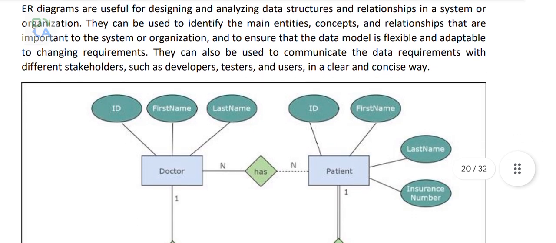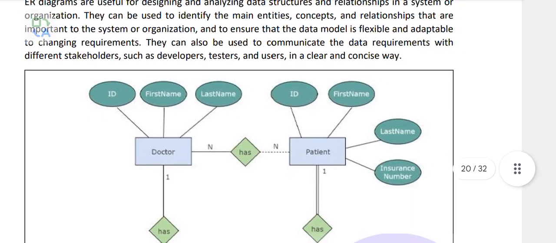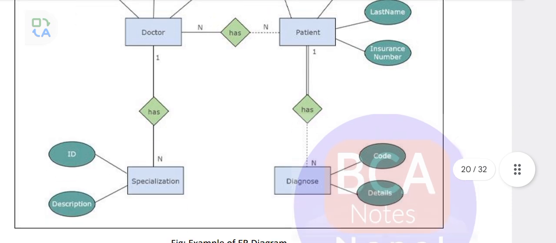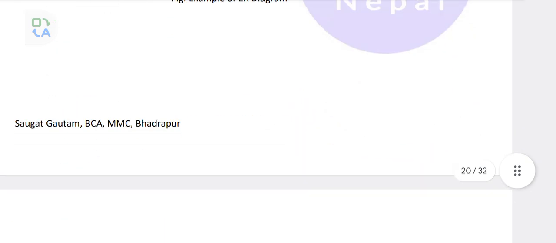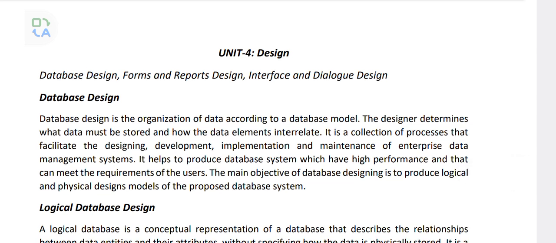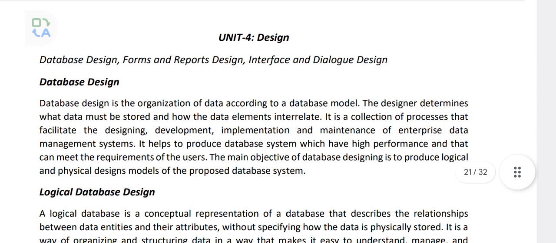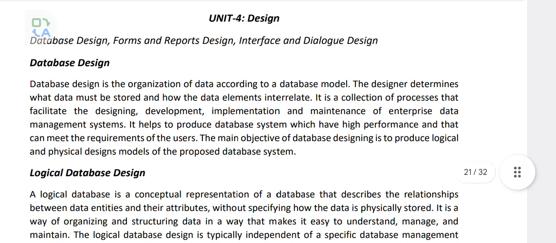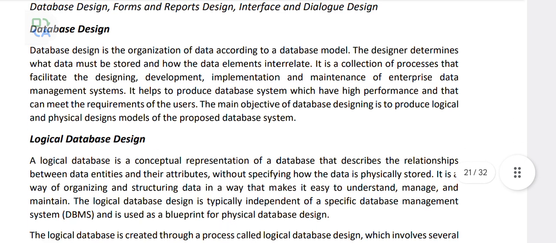For example, in an organization: doctor ID, first name, last name, patient name, diagnosis, specification, analysis. Database design is the organization of data according to the database model. The designer determines what data must be stored and how the data elements are interrelated. It is a collection process that facilitates the design. It helps to produce a database system which has high performance and meets the physical and logical database design.